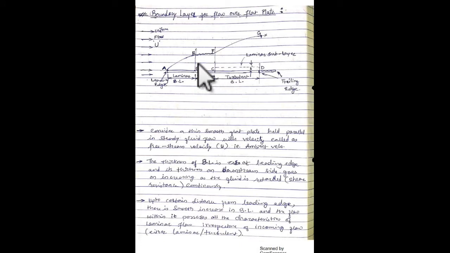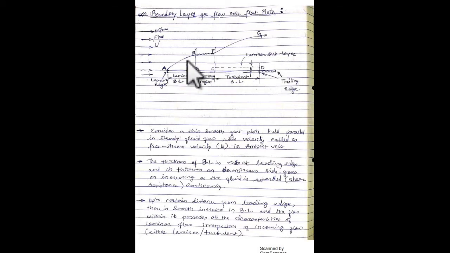This is the boundary layer for the flow over a flat plate. You can see in the diagram a plate, and the fluid is flowing uniformly. Fluid flow is taking place over this plate. This point is called the leading edge. This point is called the trailing edge.